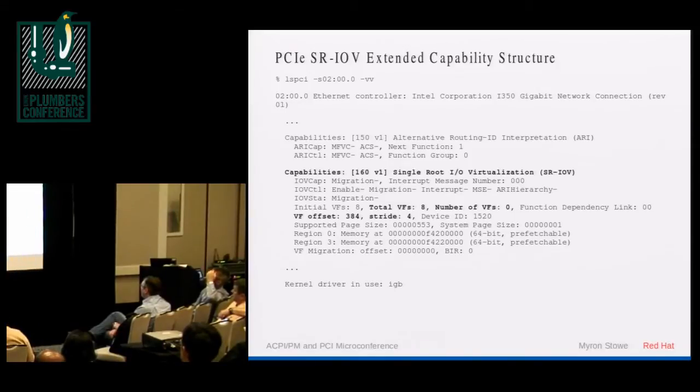So that could be 0 if it's not active, or anything less than 8. There's an offset field. We'll talk about this in a minute. This is a pretty funky number. And then a stride. Those are kind of the key fields that you need to be aware of that are involved with setting up SR-IOV.